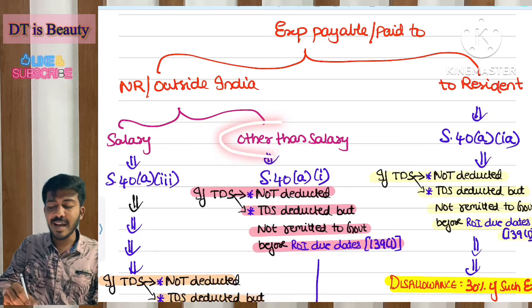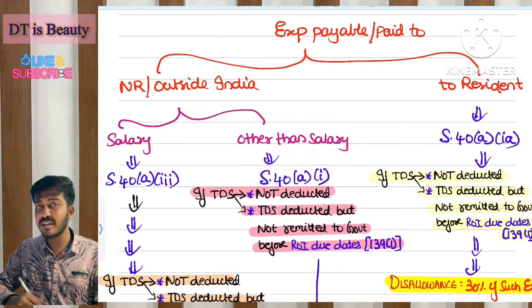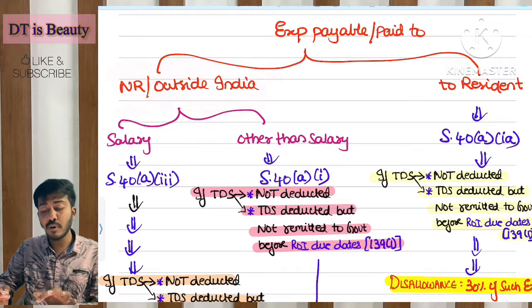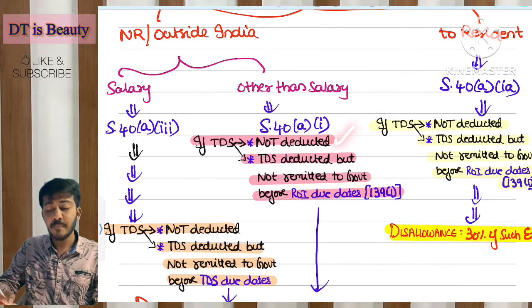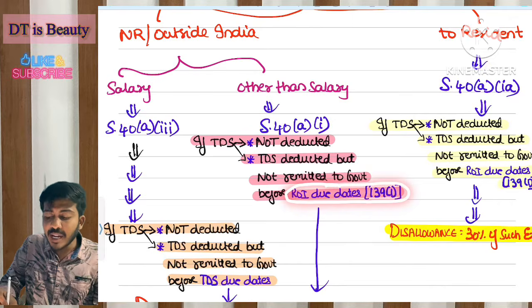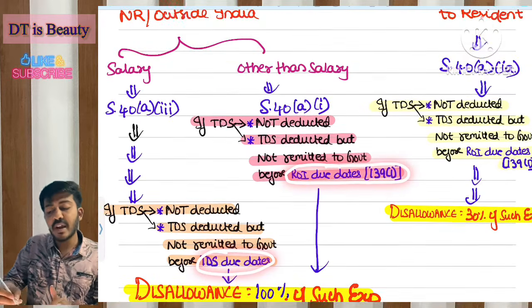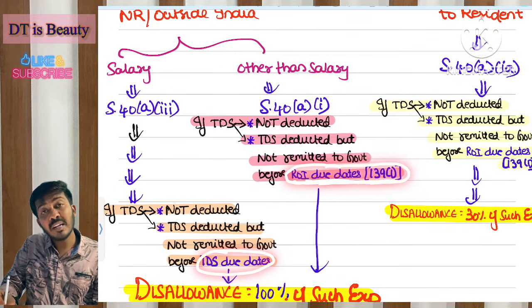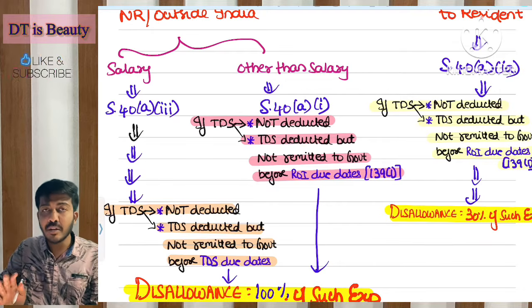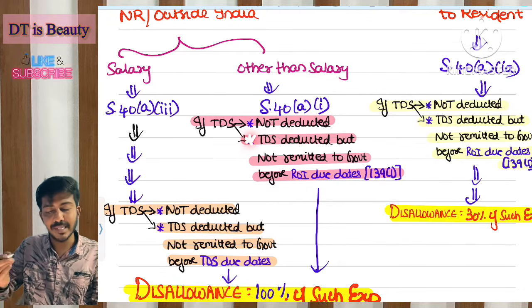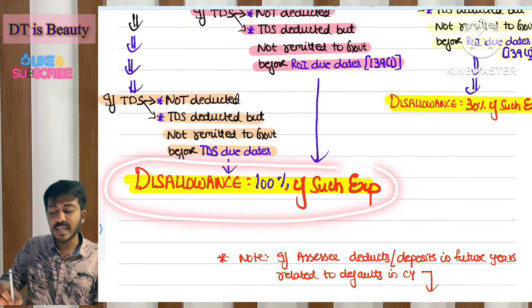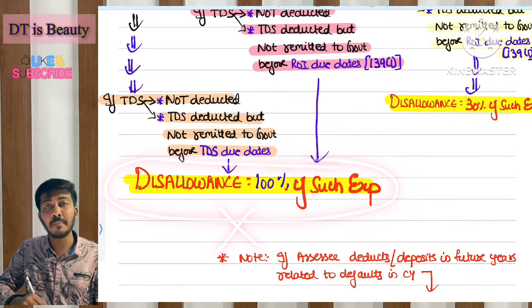Come to the next category, other than salary, like professional services, technical services, where you are making a payment to a non-resident or outside India. Then two mistakes. What are those two mistakes? TDS not deducted, or TDS deducted but did not deposit within the 139 one time limit. Here for salary it is the TDS due date. Here it is the Section 139 income tax due date. If you deposit, no problem. Even after the income tax due date you did not deposit, that will be treated as the second mistake. If you commit these two mistakes, 100% of such expense will be marked as wrong in the P&L.